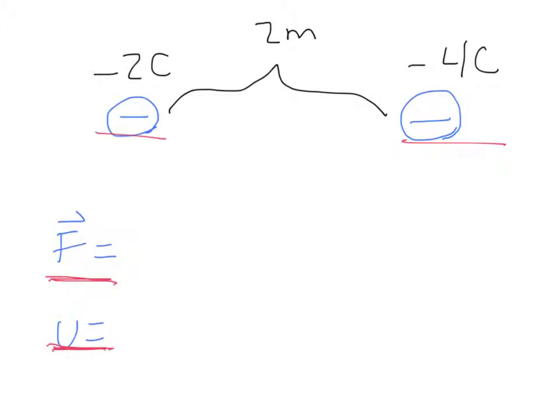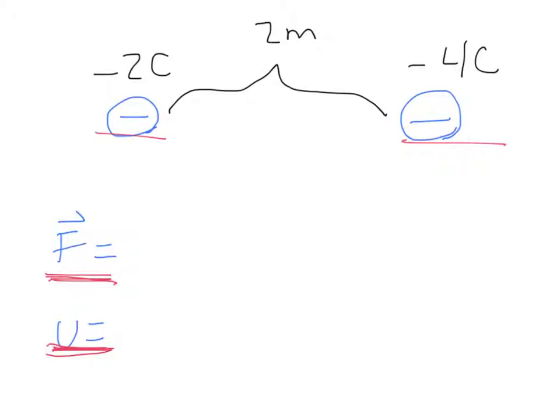Let's try another problem. Let's say you have a charge of -2 coulombs, which is 2 meters away from a charge of -4 coulombs. Can you calculate the force between these two charges and its direction, and the electric potential energy of this configuration? Let's give this a go.